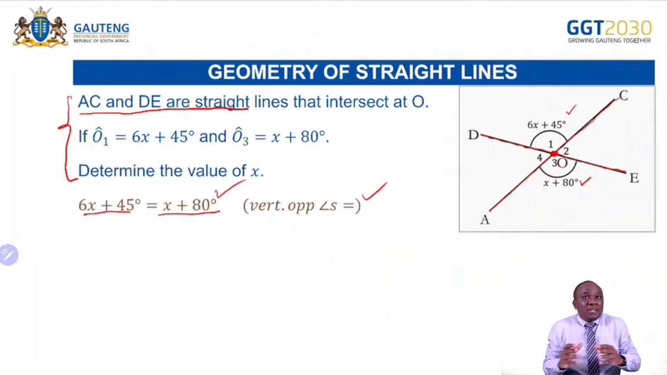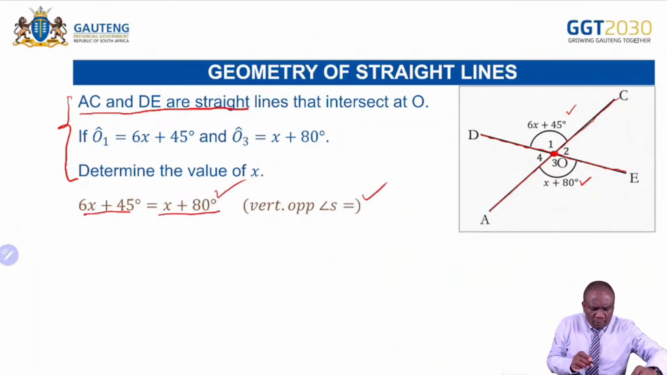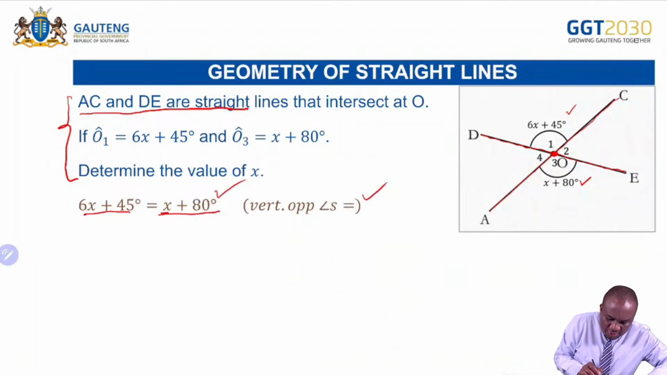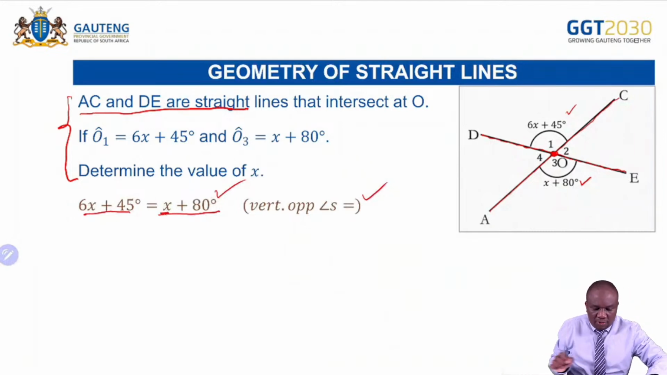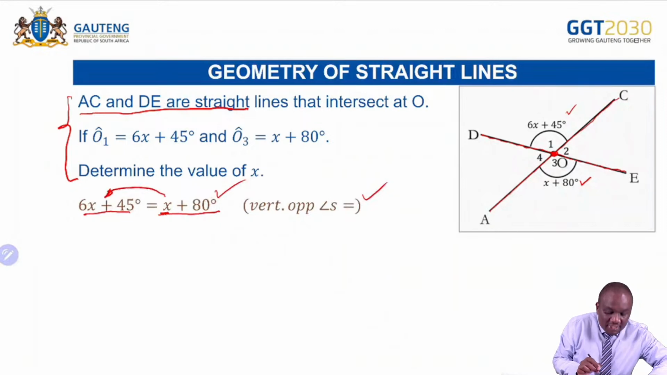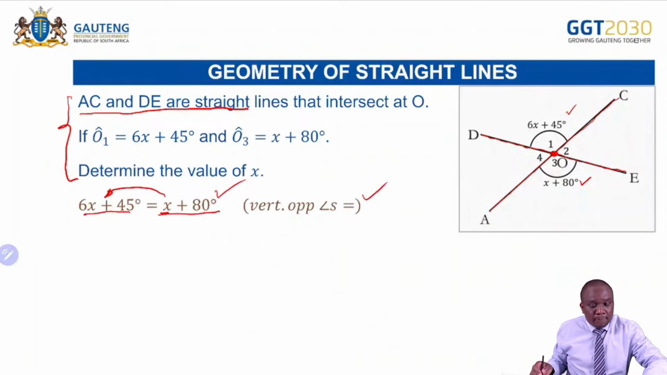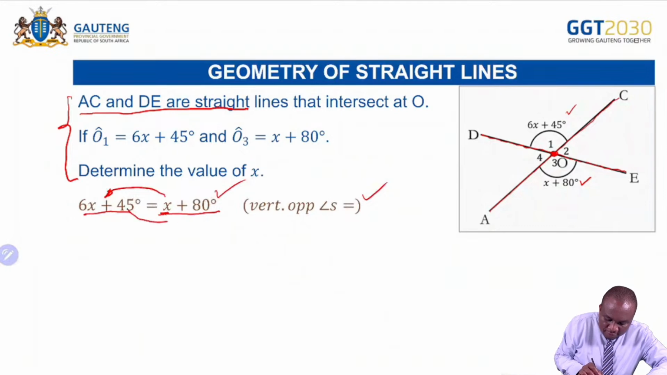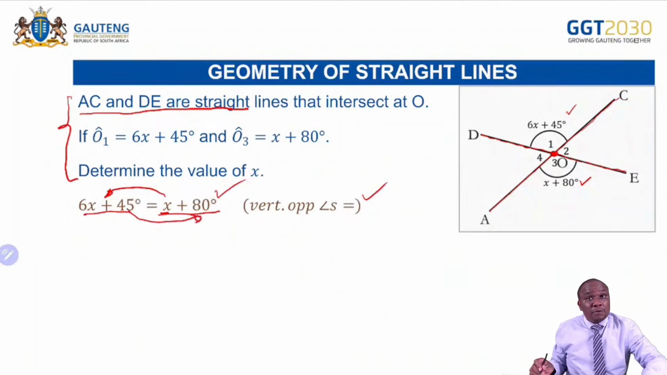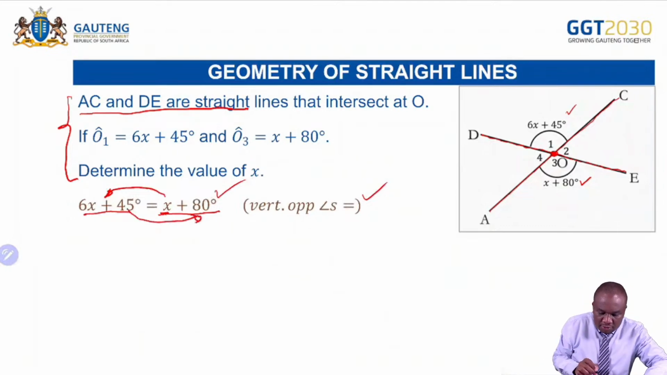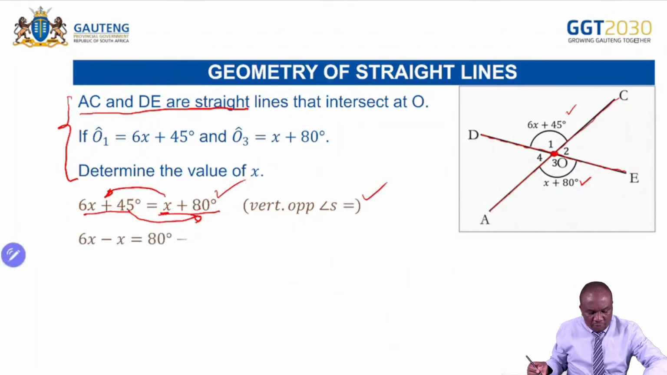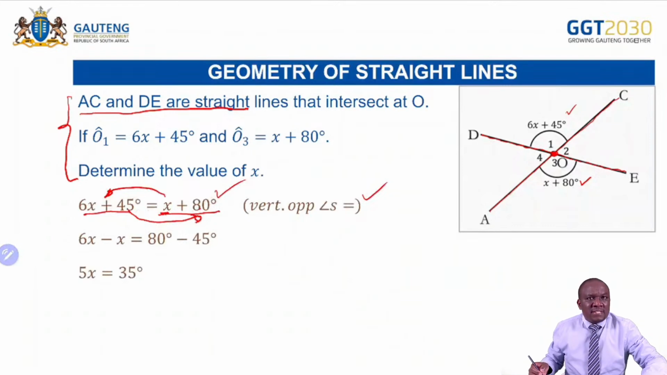Now, we are coming back, applying our algebra. We are solving an equation. Right? What do we do? We subtract x from both sides of the equation, or we transpose, becomes 6x minus x. And then we transpose 45 or subtract 45 degrees from both sides of the equation. Whichever method you are using is okay. It's going to be 80 minus 45. And then we get 6x minus x is equal to 80 minus 45. And then 5x is equal to 35.